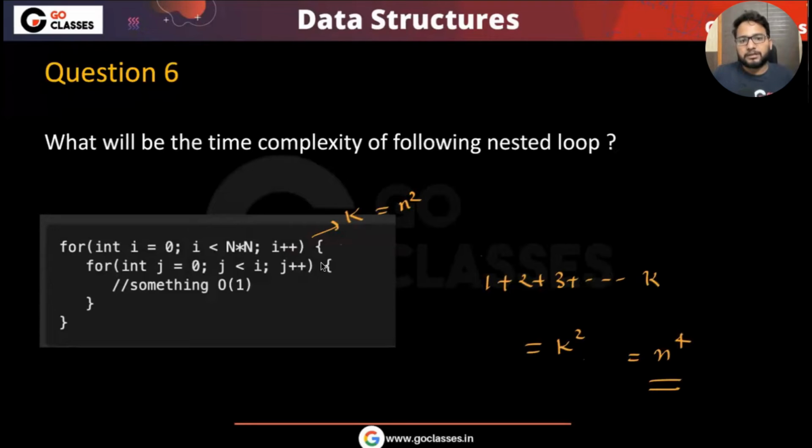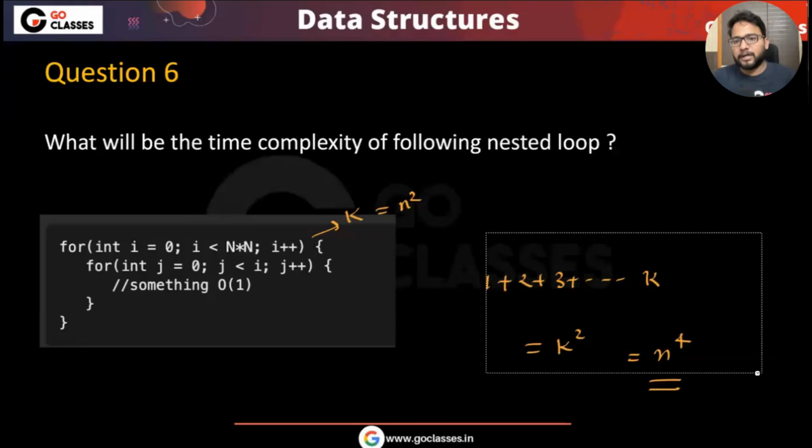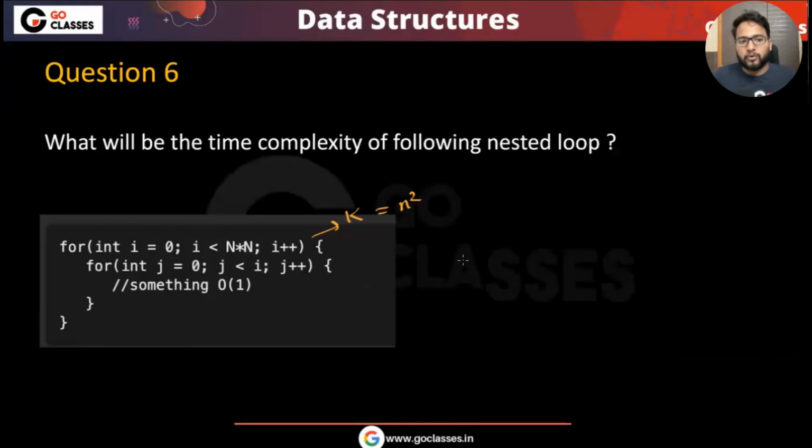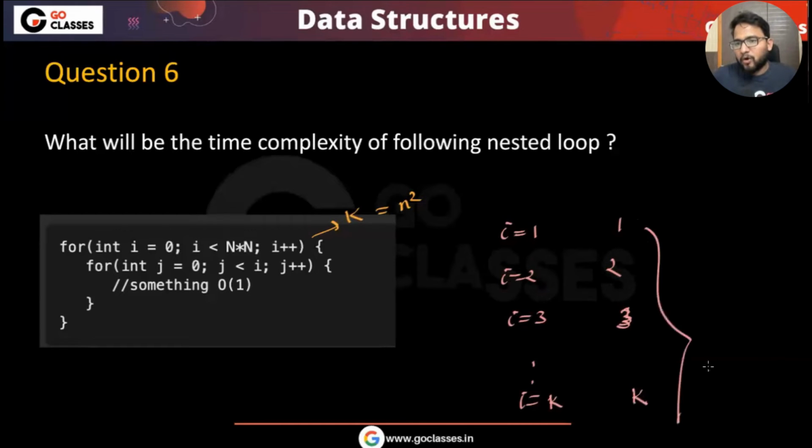See, this loop is going to run n square times. Instead of saying n square, let's say this is k. So the outer loop is going to run k times. For i equal to 1, inner loop will run 1 time. For i equal to 2, inner loop will run 2 times. For i equal to 3, inner loop will run 3 times. And for i equal to k currently, inner loop will run k times. So you just add all of this, it will be k square, right? K square means n power 4, because I just took k as n square.